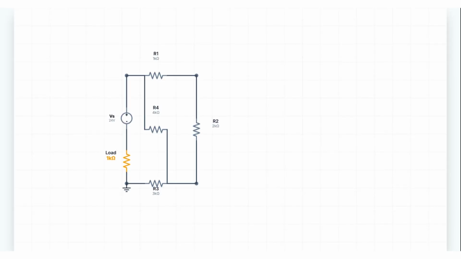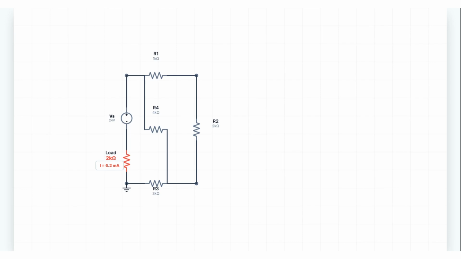Okay, you grab your pencil, you write KVL equations, maybe some nodal analysis, you solve a system of equations and boom, you get your answer. 10 milliamps. Great job. But wait, your professor says, now find the current if RL is 2 kiloohms instead of 1 kiloohm. So you start over.